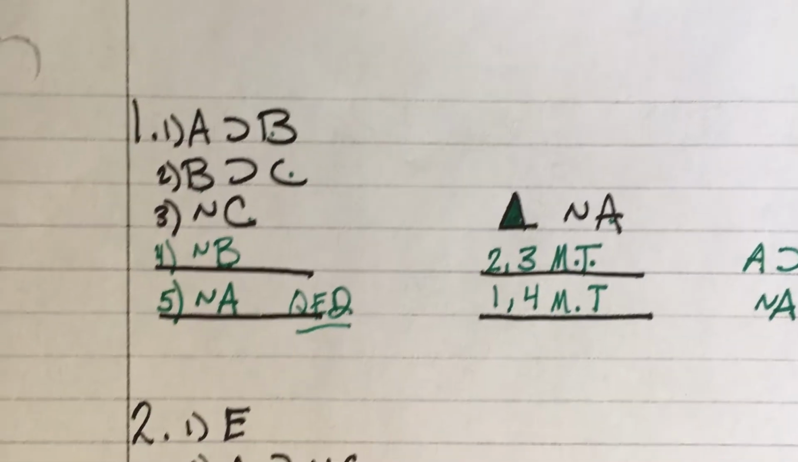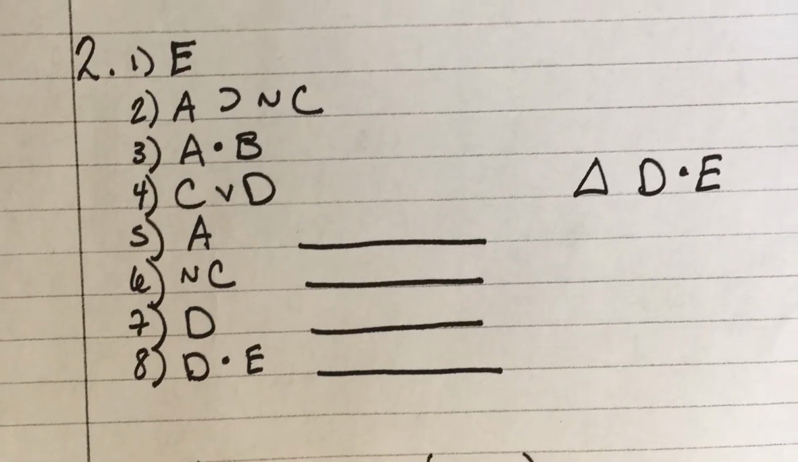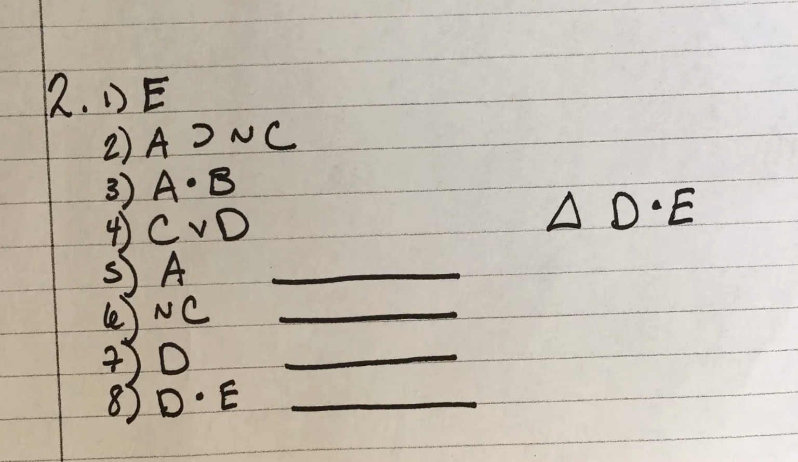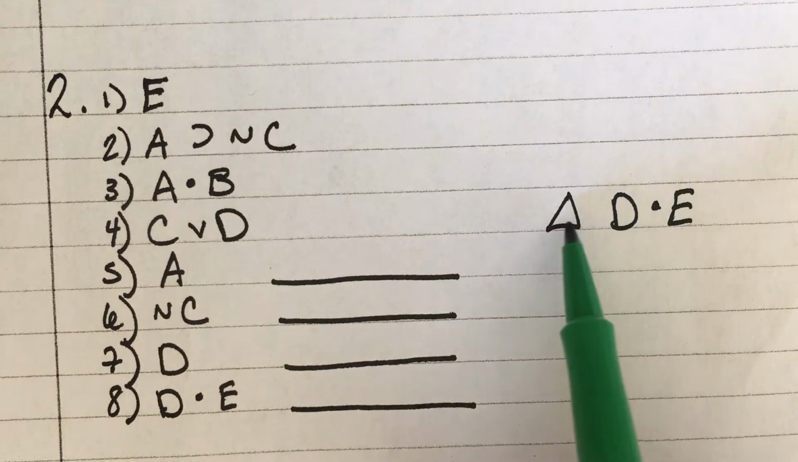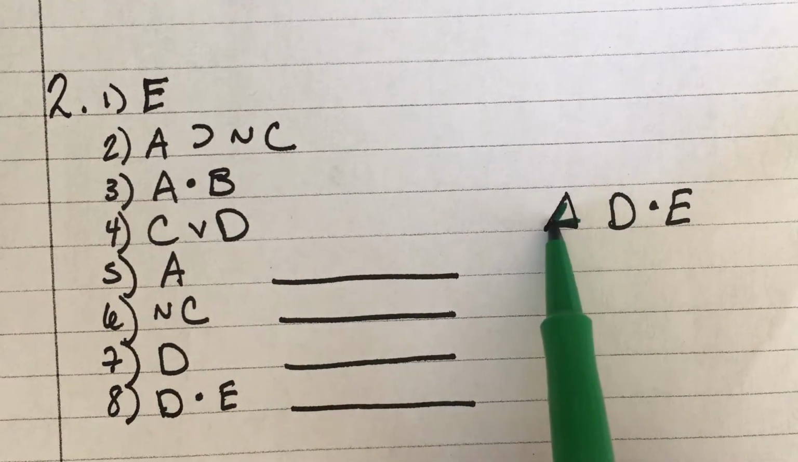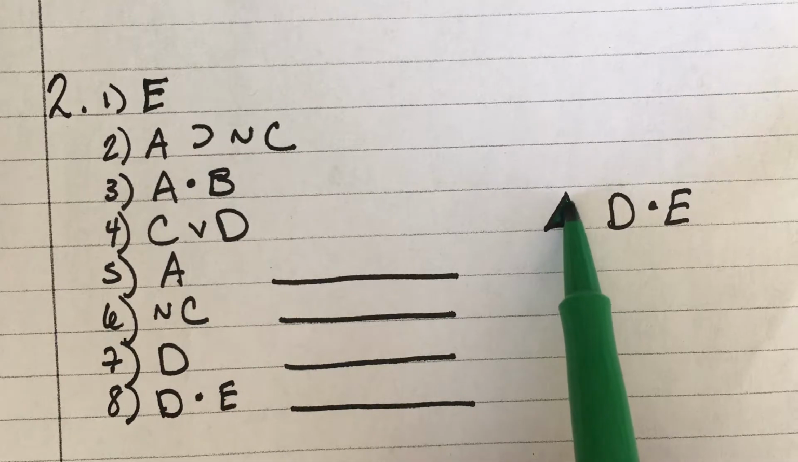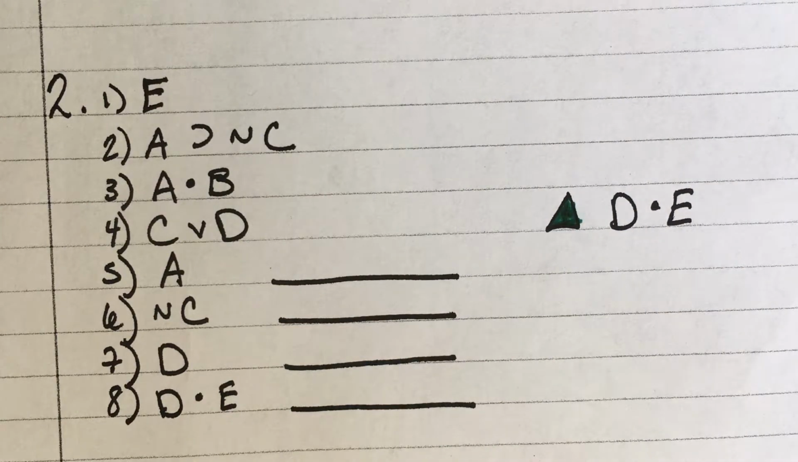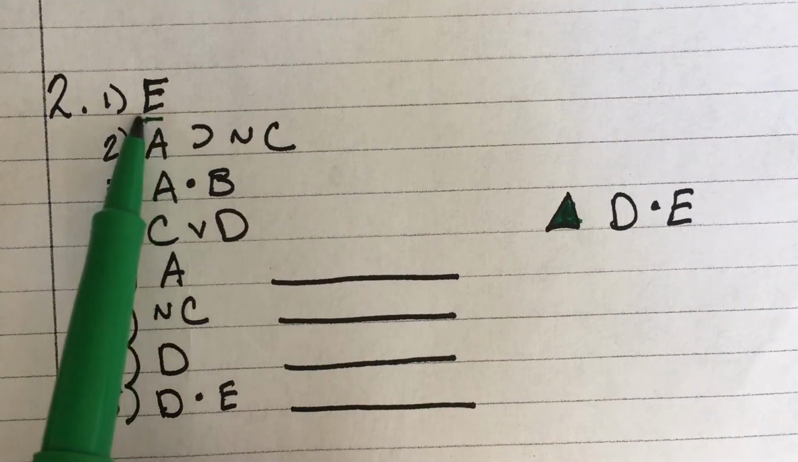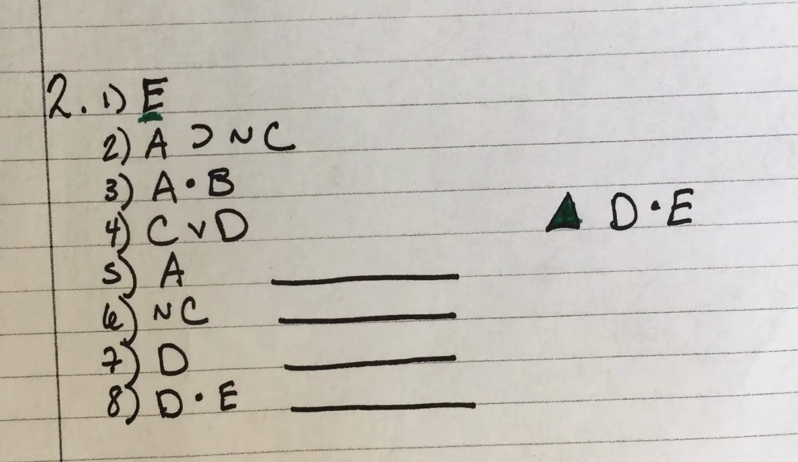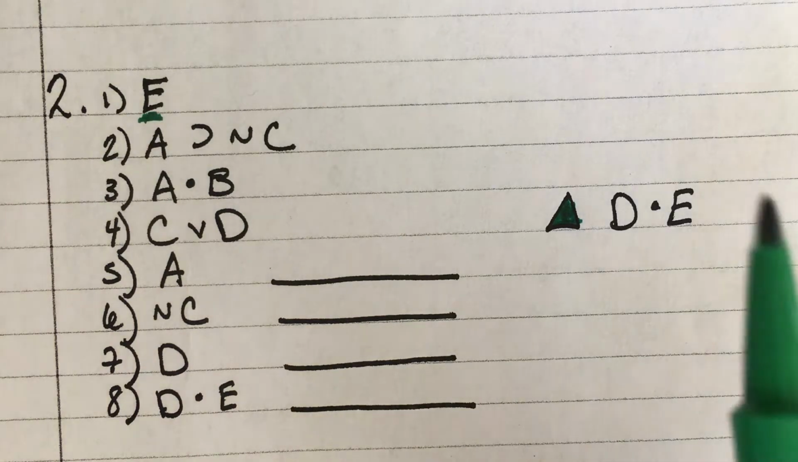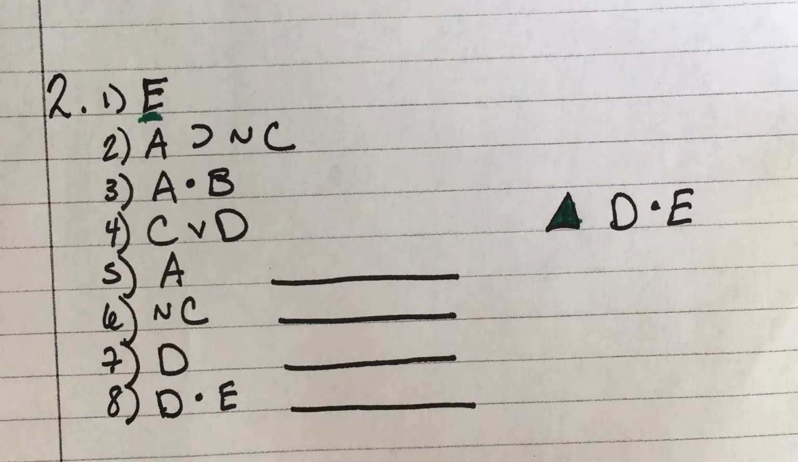Okay, now we're moving on to number 2. This one looks more daunting. First, you're going to say, what are we trying to prove? We're trying to prove D and E. Oh, that seems like a lot to prove. 2 whole things put together, but look what they gave you. Line 1 is E. So now, what do you know you're trying to get from the remaining lines? D. Good.